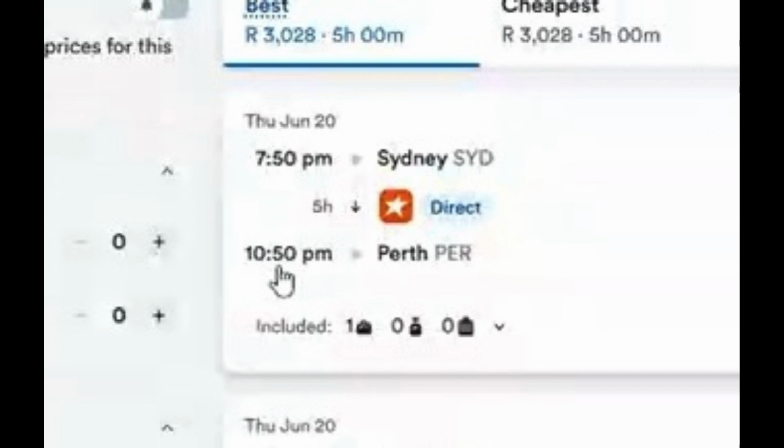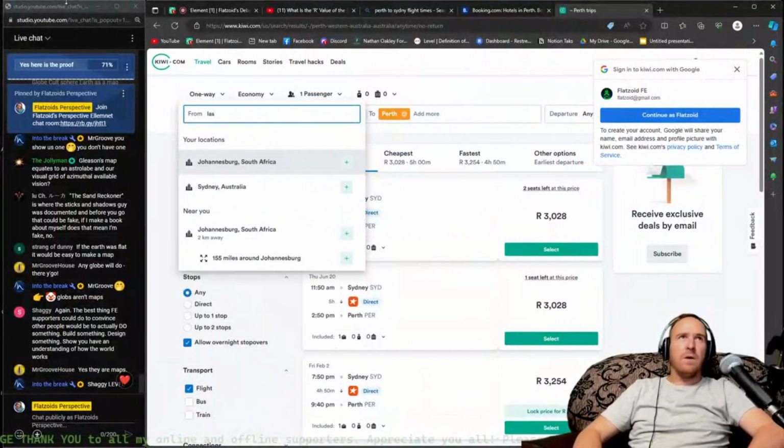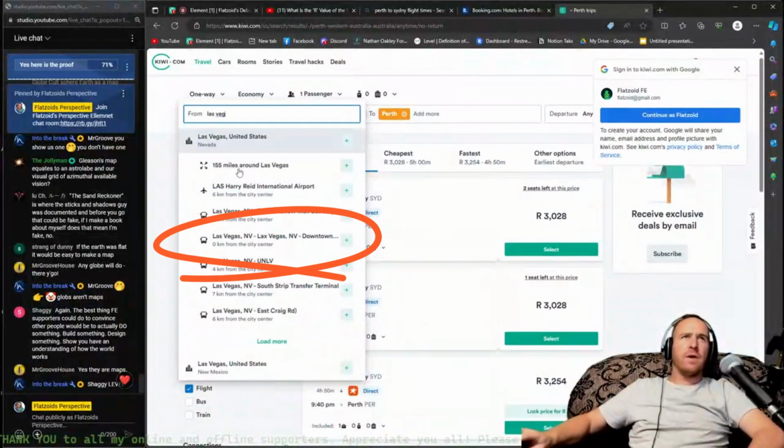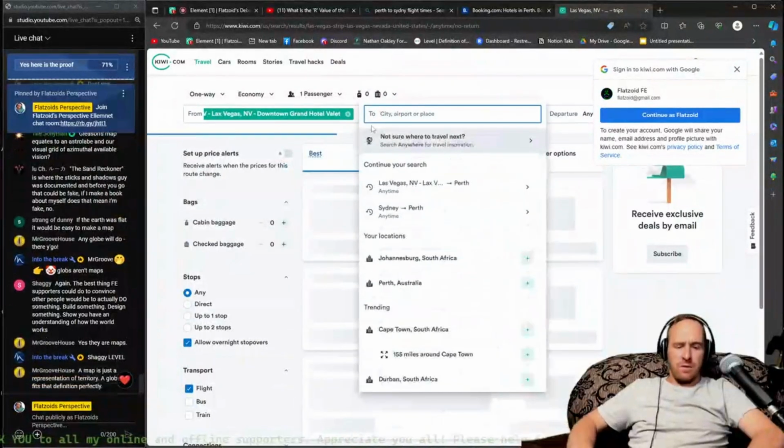So first we had a time zone failure, in which Flatzoid is unaware that the departure and arrival times listed from Perth to Sydney here are the local times and not the flight duration, and unaware that sitting in between those is the actual flight duration. And then we had a fumbling search, which resulted in him trying to find a flight from Las Vegas's downtown Grand Hotel Valet to Washington, Missouri.